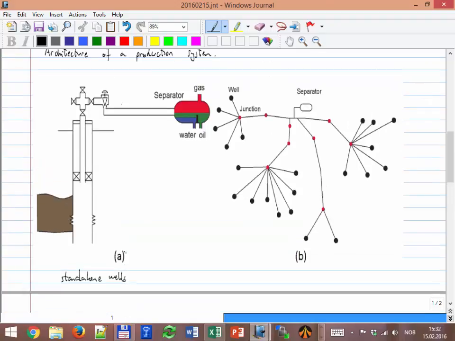And then I had the other configuration that is a bit more common, that is network configuration. Network or commingling, we can also call it commingling network.